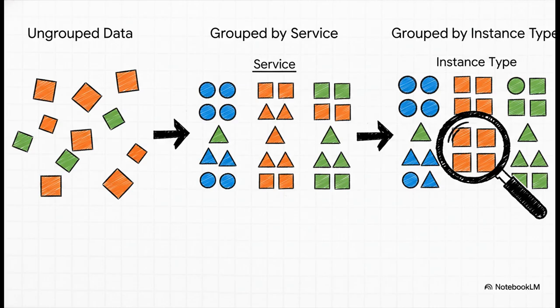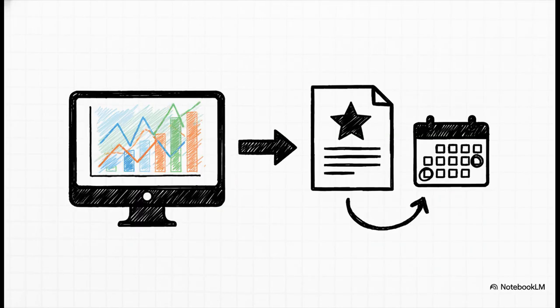This is how you go from saying something vague like, hey, we're spending too much on EC2, to something super specific like, aha, it's the M5.large instances in our dev environment that are the real culprit. See the power in that? And here's another great thing. You don't have to be a data wizard and rebuild these views every single time.